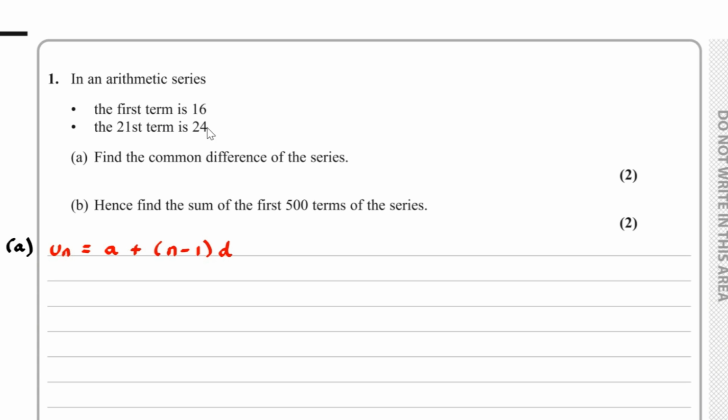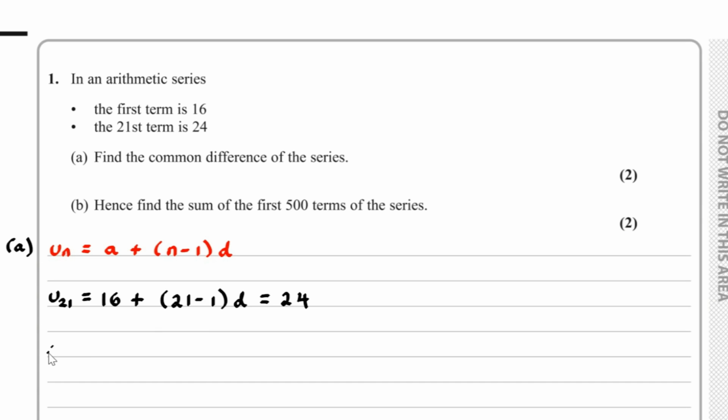If we substitute these conditions in, we have u21, which is equal to a, 16, plus 21 minus 1 multiplied by d, and this is equal to 24. The 21st term is equal to 24. And we need to solve for d.